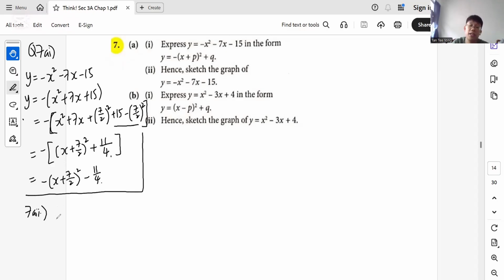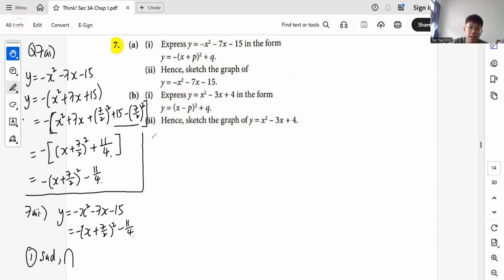Okay, so 7a part 2, they want us to sketch. So how to sketch? We are going to sketch this using the completed square form, because we have already shown them the completed square form in part 1. Step number 1, smiley or sad face. Obviously it's sad face, because you see the coefficient of x squared is -1.